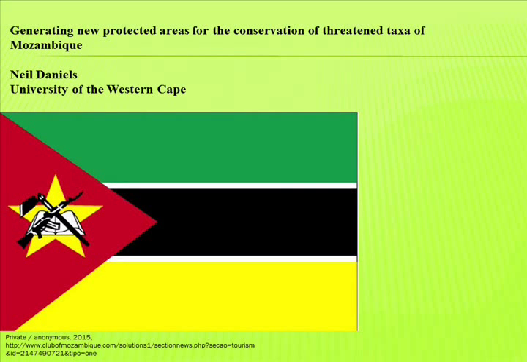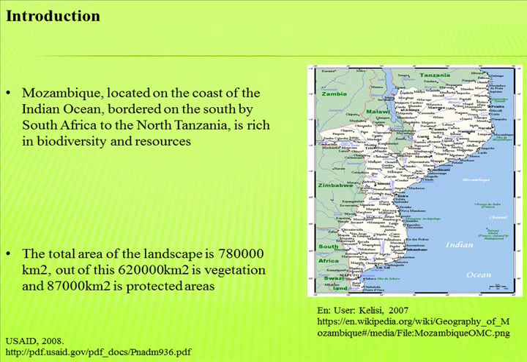Generating new protected areas for the conservation of threatened taxa of Mozambique. For the new reserve parameters, the ecological planning unit generates the total area of final reserves to be 247,866 km squared. The total area of existing reserves is 163,300 km squared. The total area of newly added reserves is 84,566 km squared. The total number of unprotected species under these current parameters is 14.